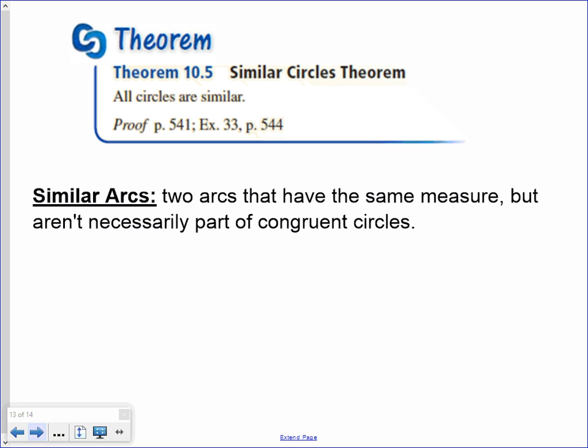2x minus 30 plus x. Awesome. 180, because AB, that straight line down the middle, cuts the circle in half. So Kylie's exactly right. The 2x minus 30 and the x put together makes up half the circle. So it has to add up and equal 180.